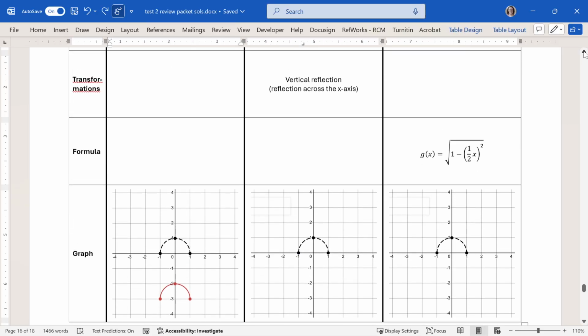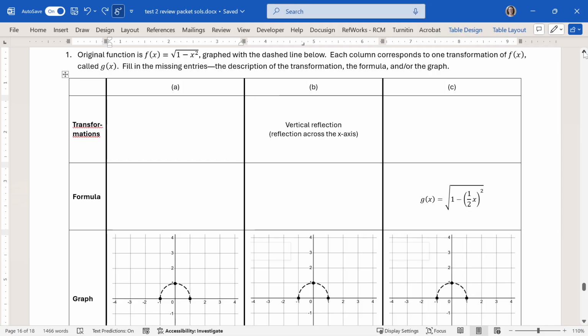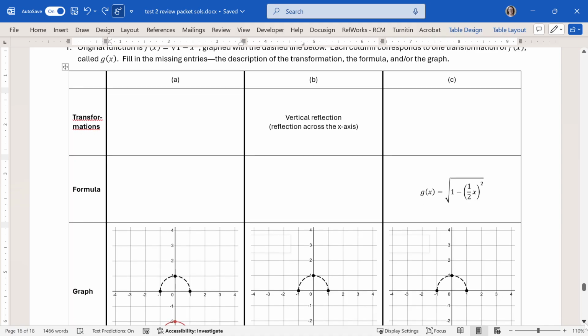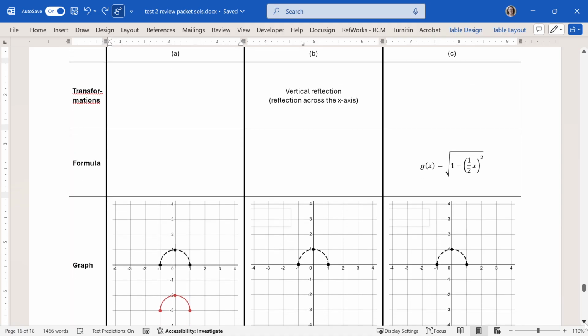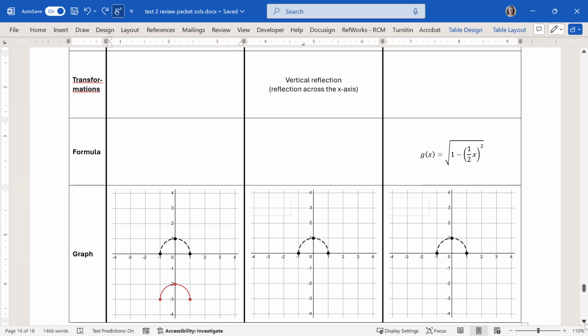And then we are being given that each column corresponds to one transformation of f of x, which is going to be called g of x. And then we have to fill in the missing entries. So there's 3 rows: verbal description of the transformation, the formula for the transformed function, and then the graph. So in the first one here, we see that the red is the new transformed function.